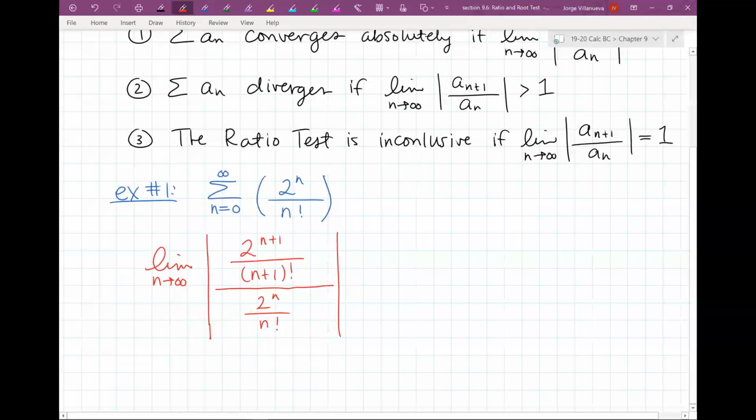So next time I'm going to write a sub n plus 1, and then I'm going to multiply by the reciprocal of a sub n. That makes it a lot easier, okay? But that's actually my next step. My next step is going to be limit as n approaches infinity of 2 to the n plus 1 over n plus 1 factorial times n factorial over 2 to the n.